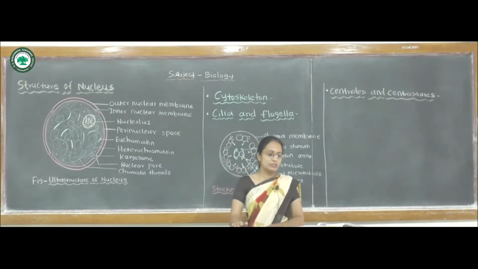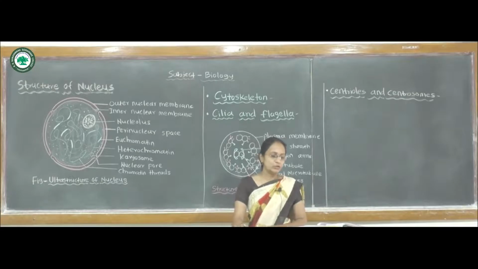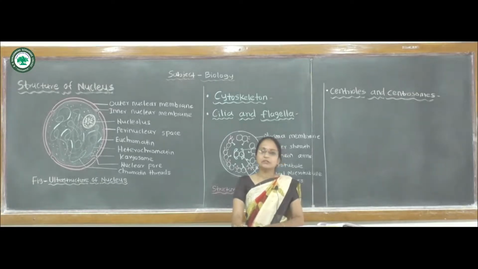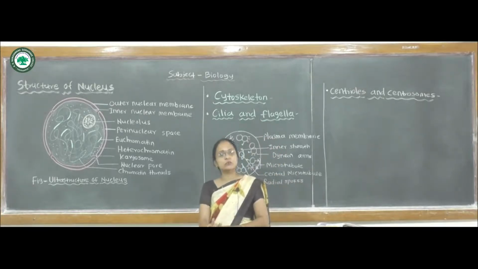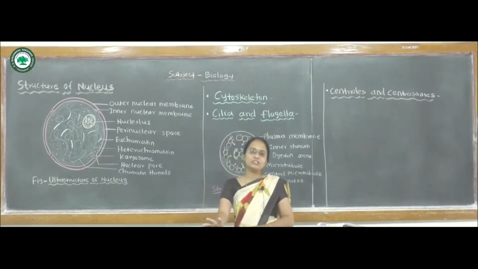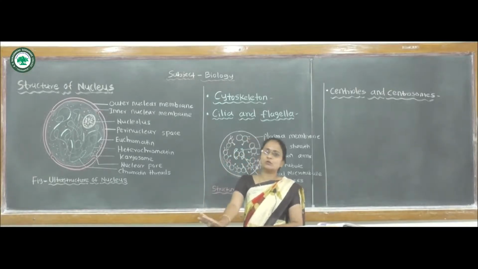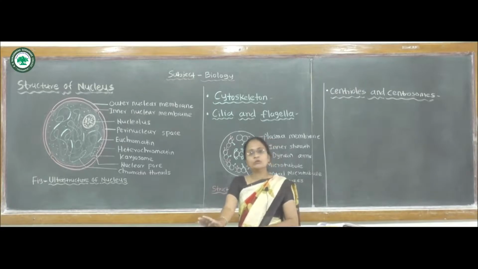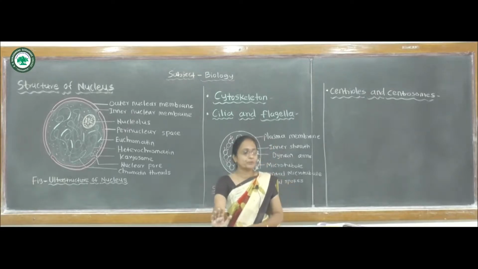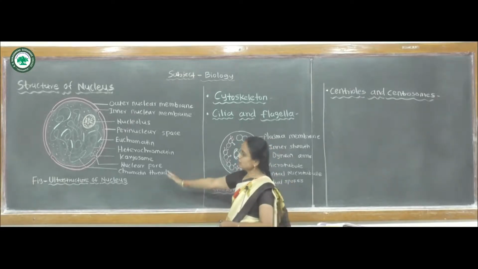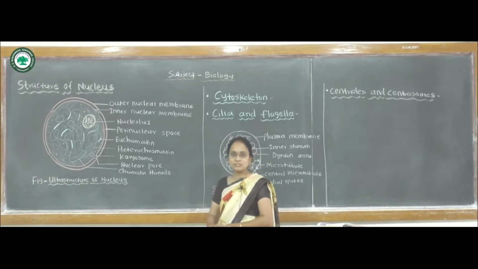The nucleus also helps in the phylogenetic study of animals. The chromosome number always remains constant from species to species. For example, in human beings there are 46 chromosomes, out of which 22 pairs are autosomes and one pair is sex chromosomes. So this is the structure of the nucleus.